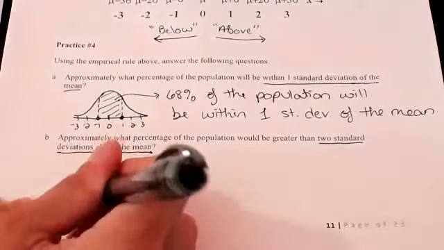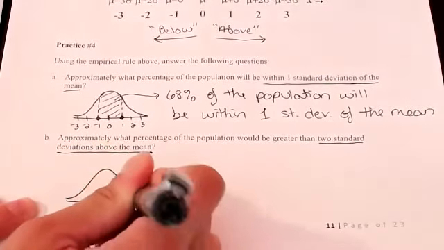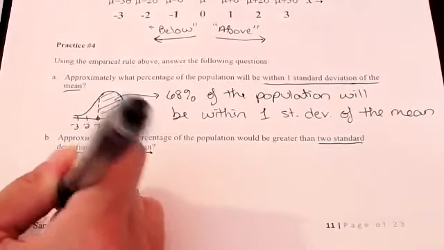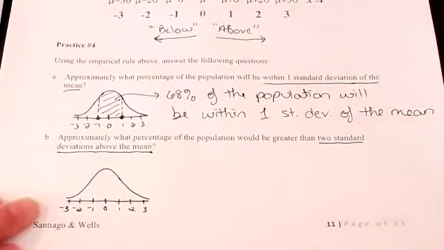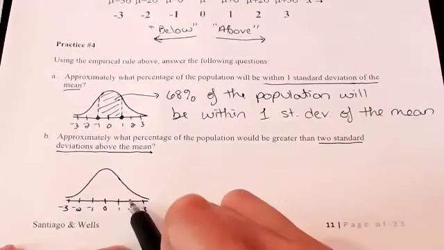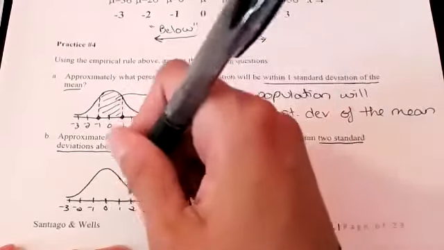Okay, label your horizontal axis: 0, 1, 2, 3, -1, -2, -3. Our location is 2 standard deviations above the mean. That implies I'm going to be here at a +2. This is 2 standard deviations above the mean. The mean is at 0.